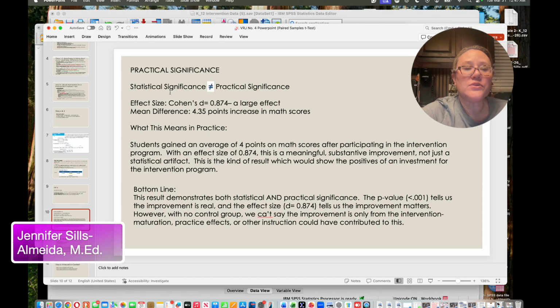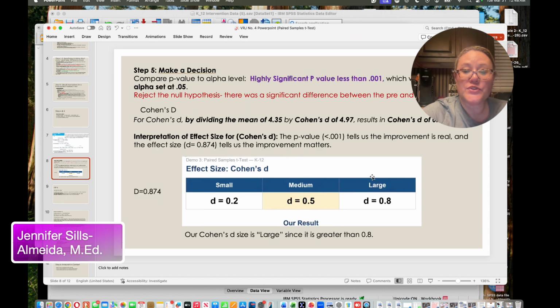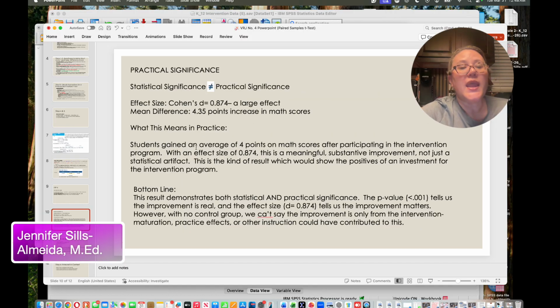Now, for the practical significance of the effect, we already know that Cohen's d was 0.874, which was a large effect size, right? I just showed you this. So 0.874 is over 0.8, and that's a large effect size. What this means in practice is that students overall gained an average of 4 points on math scores after participating in the intervention program. With an effect size of 0.874, it's a meaningful, substantial improvement, not just a statistical artifact.